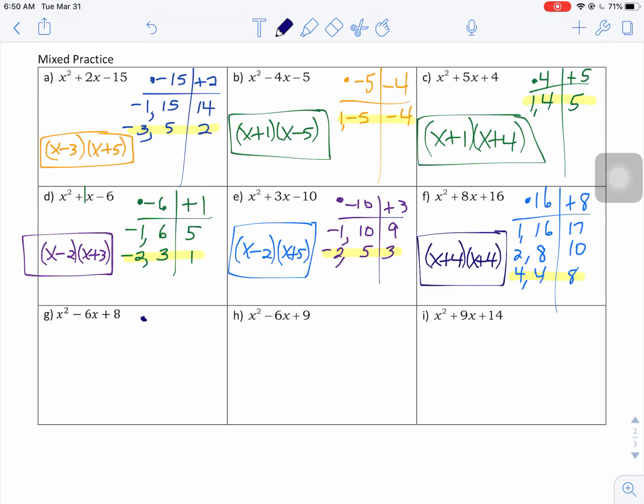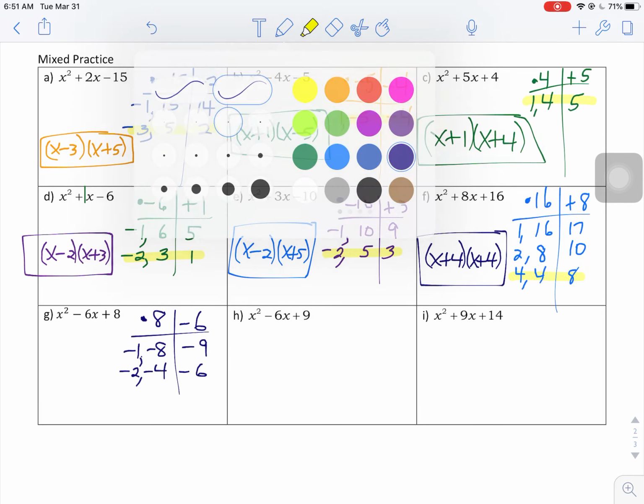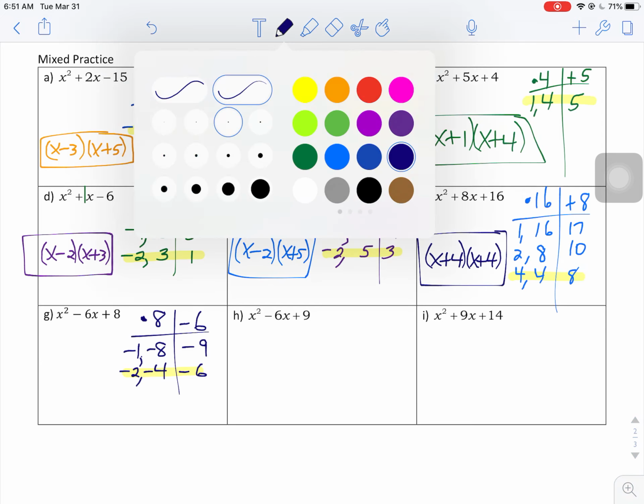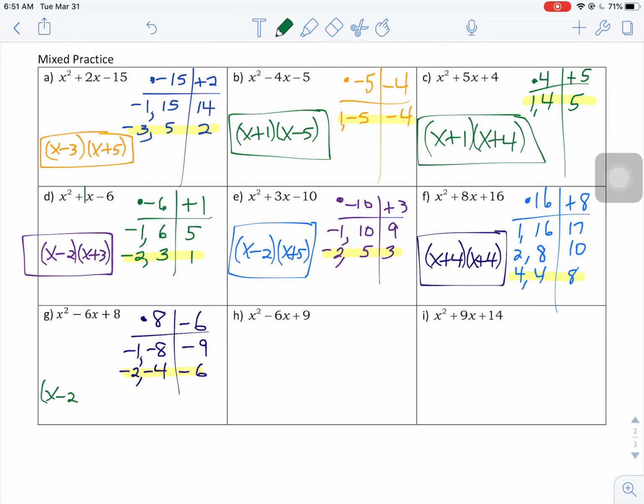Part G, we want to multiply to 8 and then add to negative 6. 8 divided by 1 is 8. I'm supposed to be adding up to a negative number, meaning both of my numbers have to be negative, because that's the only way I can multiply to a positive, but then add to a negative. So negative 1 plus negative 8 is negative 9. That does not work. 8 divided by 2 is 4. Make them both negative. So yes, that works. Negative 2 plus negative 4 is negative 6. So then we get ready for our answer. We have x minus 2 and x minus 4.